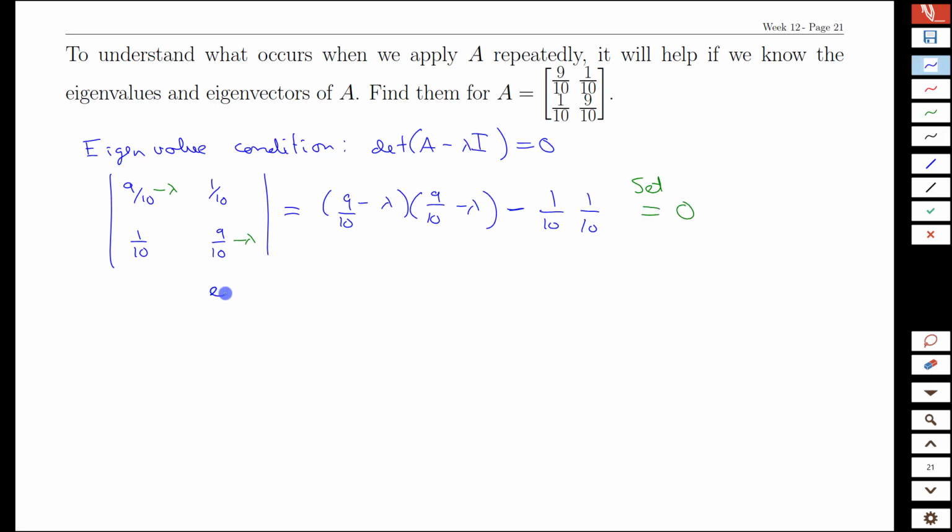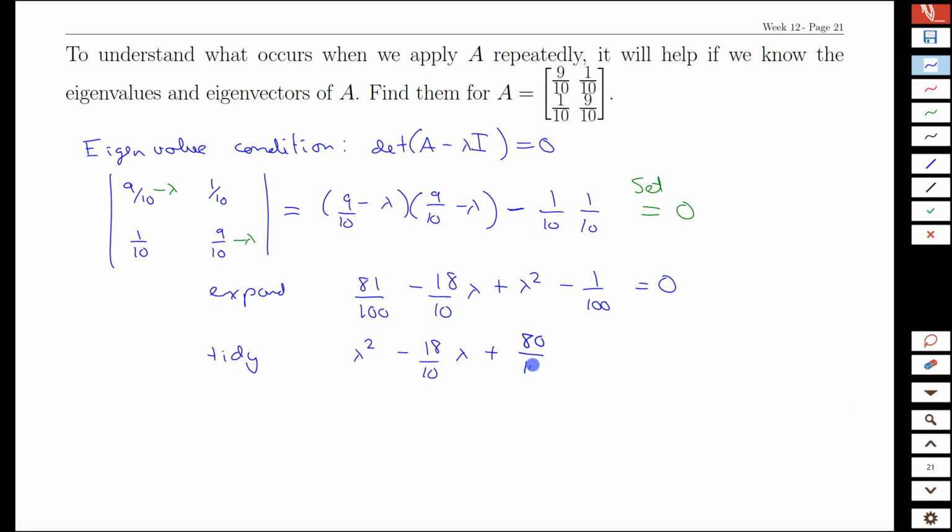Now we expand this out, and we get 9 times 9 is 81 over 100. Then we have minus 9/10 times 2, which is minus 18/10, lambda, and a lambda squared, minus 1 over 100. So we'll then tidy that up and put the lambda squared first, minus 18 over 10 lambda, and then plus 81 minus 1, which is 80 over 100.